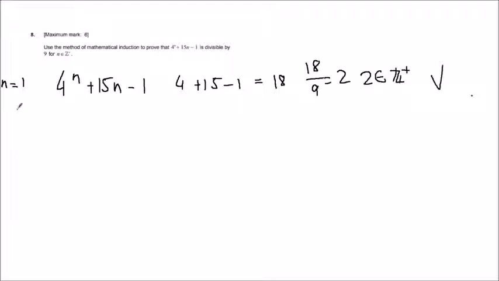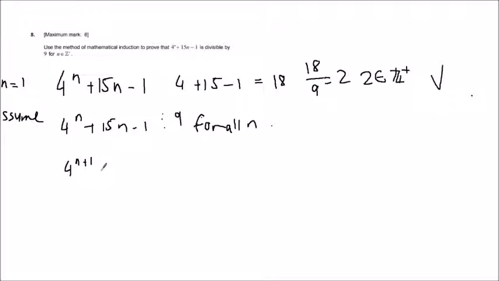Now we have the induction step. We're going to assume that 4 to the n plus 15n minus 1 is divisible by 9 for all n. Now we're going to have to prove that 4 to the n plus 1 plus 15 times n plus 1 minus 1 is divisible by 9. So what's going to have to happen? We're going to have to algebraically prove that it's divisible by 9. So let's do it.